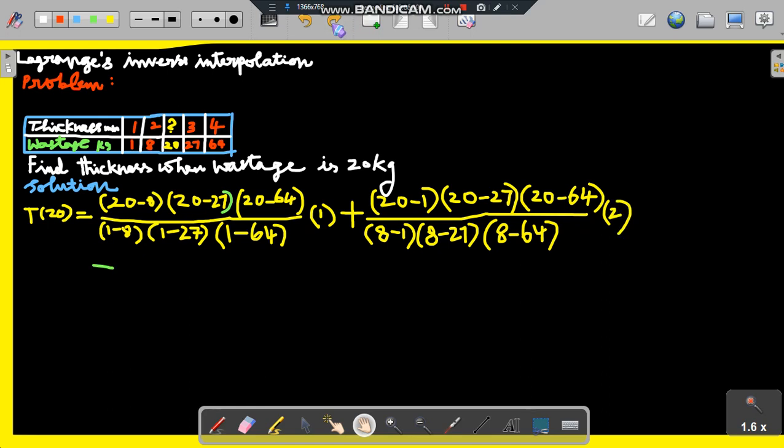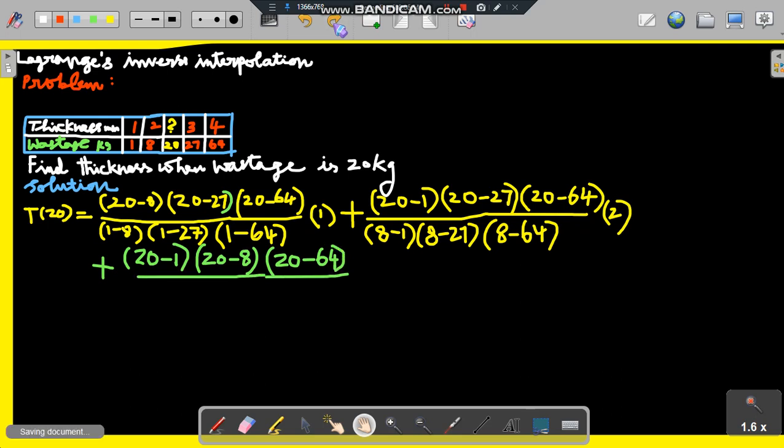Then again, plus the third term, where you leave 27. The numerator is 20 minus 1, 20 minus 8, 20 minus 64, divided by 27 minus 1, 27 minus 8, 27 minus 64, multiplied by this number 3.